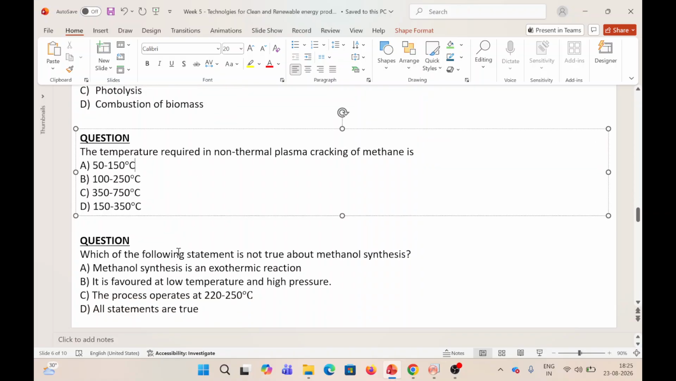Let's go to the last question before we come to the second one. Which of the following statements is not true about methanol synthesis? Methanol synthesis is exothermic. It is favored at low temperature, high pressure. It operates at 220 to 250 degrees Celsius. All statements are true. I think this is much better. We discussed almost all the details.